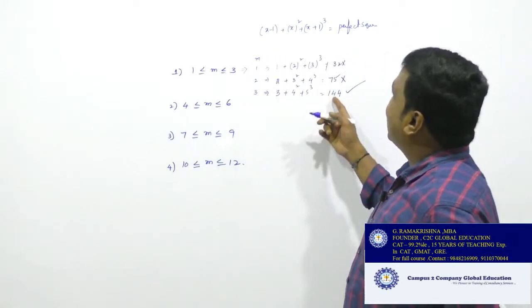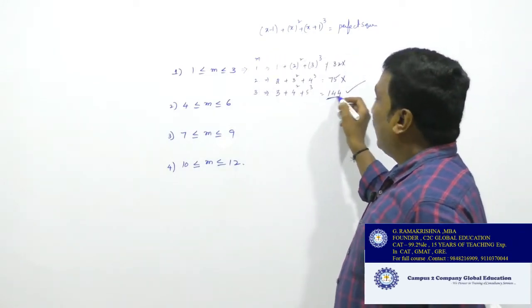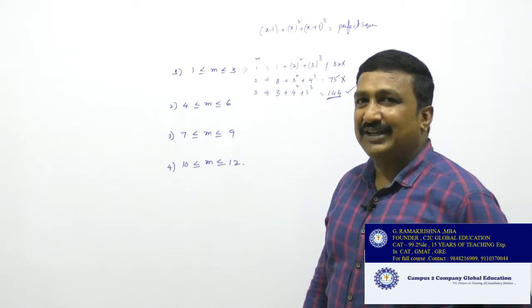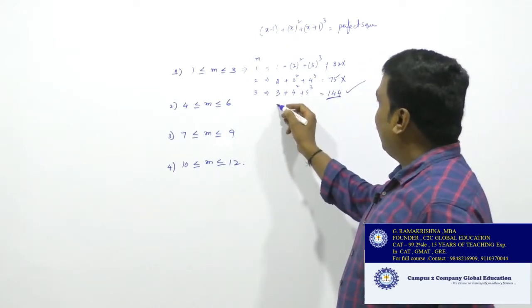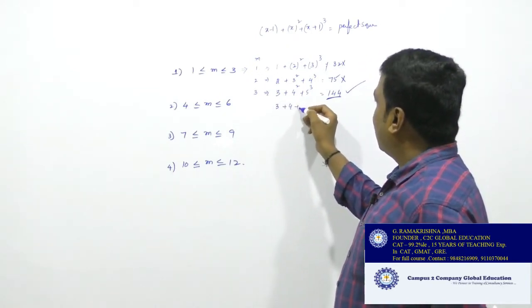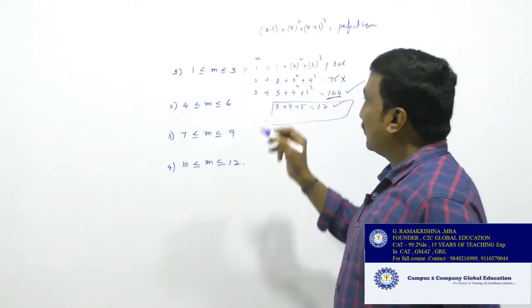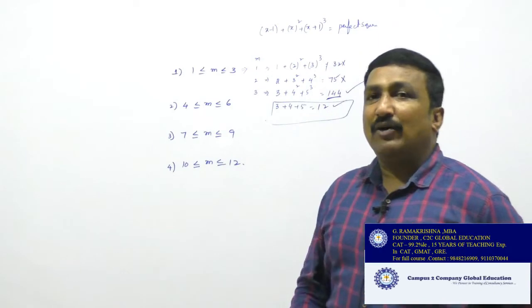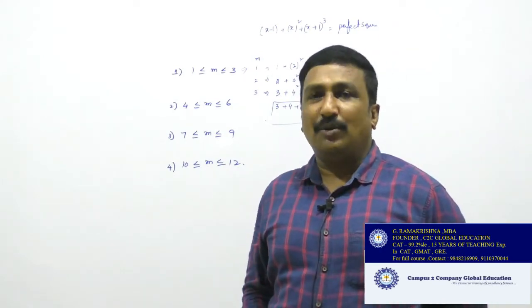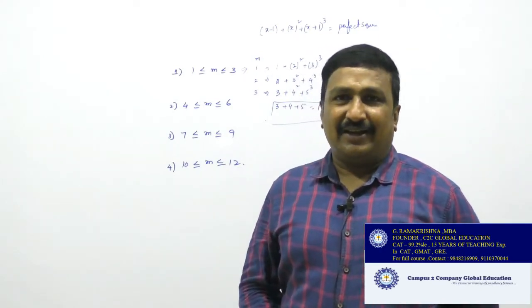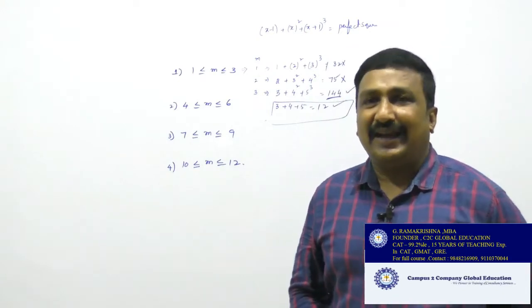Now if you check the second condition, the square root of this one is the sum of the 3 values. What is the sum? 3 plus 4 plus 5, which is equal to 12. So the second condition is also satisfied. So like this we have to solve the questions from the options. That is the best technique. Okay friends, we will discuss the next question.